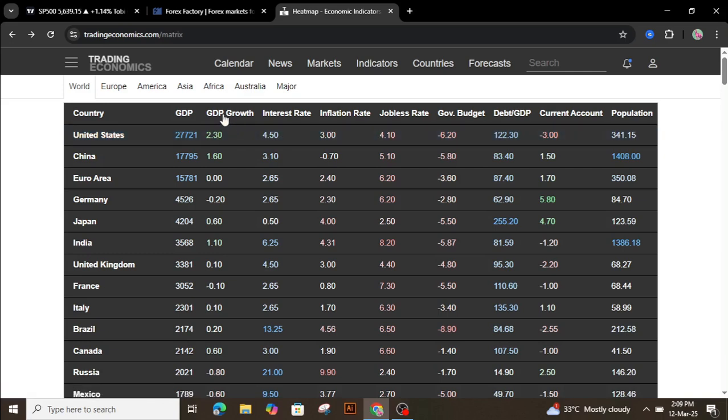Let me start with GDP growth. How does GDP affect the currency of a country? When the GDP of a country is performing well, it shows that the economy of that country is stable, and a lot of investors may want to keep saving money in or buying the currency. Basically, it's a positive sign, and it strengthens the currency of that particular country. So that is for GDP.